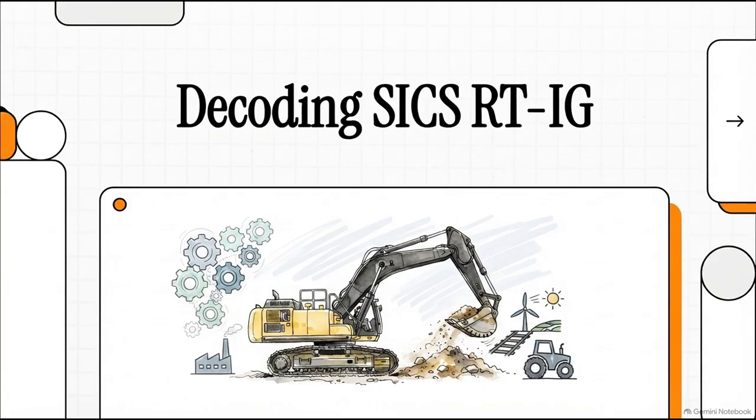The literal backbone of construction, agriculture, energy, transportation, you name it. But how do we actually measure the sustainability, the hidden risks, and honestly, the immense financial opportunities inside such a colossal, resource-heavy industry? Well, that's exactly what SICS RTIG is designed to do. It serves as a comprehensive blueprint right under the resource transformation sector.